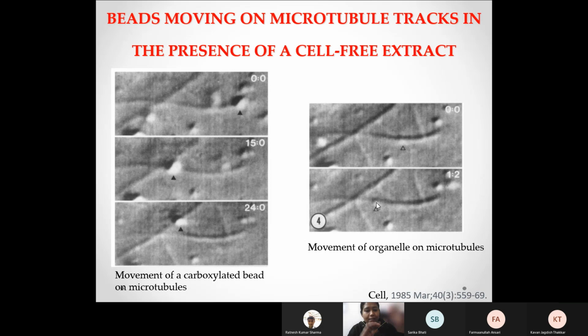Instead of seeing it inside the cell, they took cell-free extract. There's another thing with the cell-free extract, that is, it would have all the proteins required, but it would not be the entire cell. So you're trying to kind of narrow down to see what exactly is causing the movement. Okay.